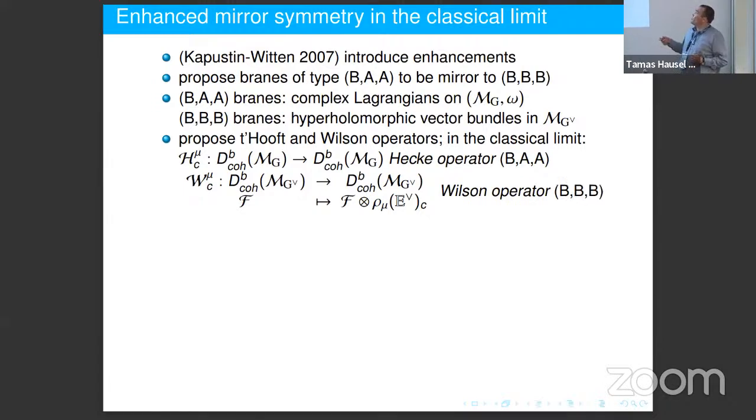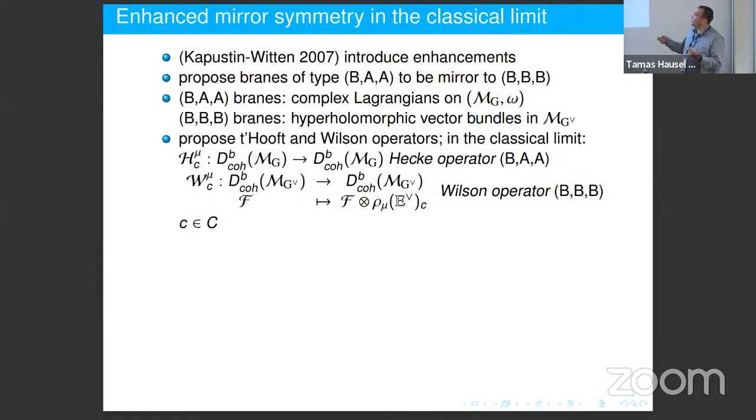And this actually is going to be a BBB operator, because basically this thing, what we will tensor with, will carry already a canonical hyperholomorphic structure. And so if F also had it, then you would expect the tensor product will have it. So these are these two symmetry operators acting on the two sides of our mirror symmetry.